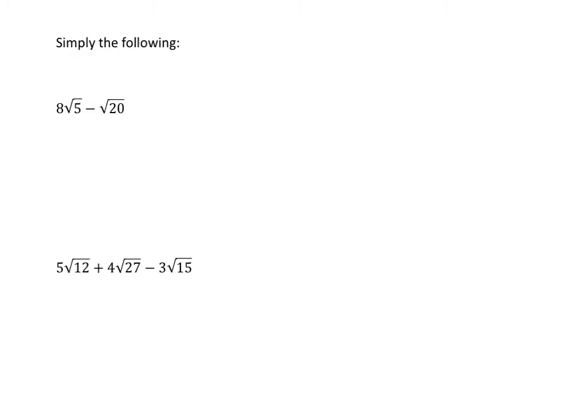The next expression that I want to simplify is 8 times the square root of 5, subtract the square root of 20. Now having a look at those numbers that I'm square rooting, 5 and 20. 5 is already in its simplest form, but 20 is not. It can be simplified further.